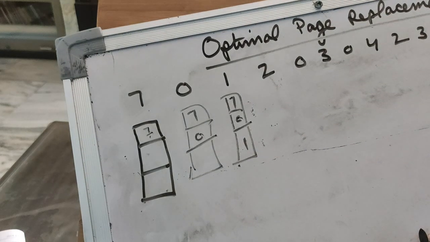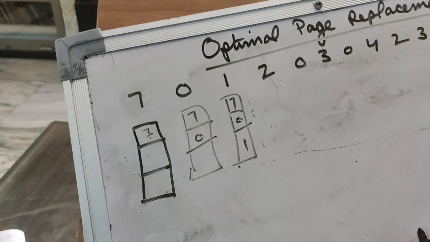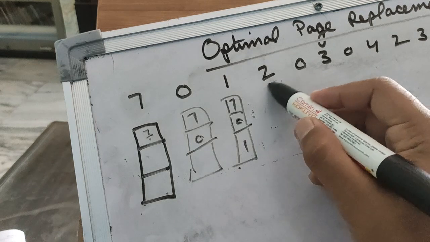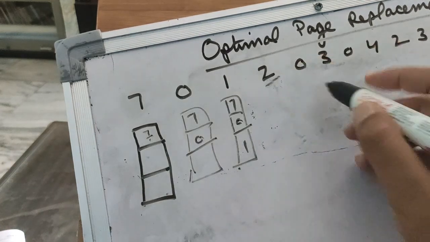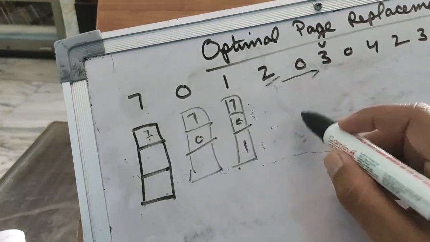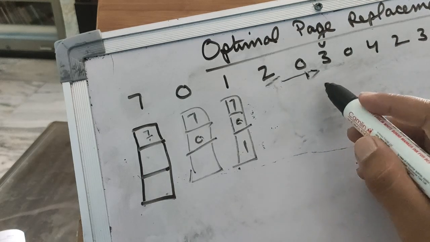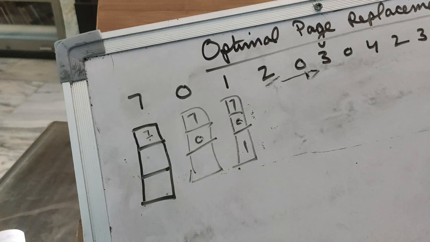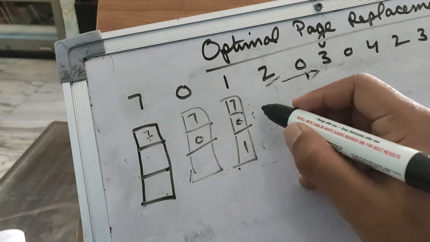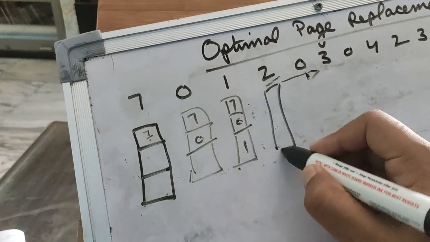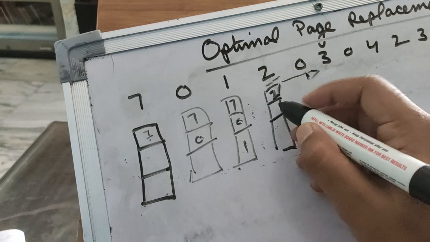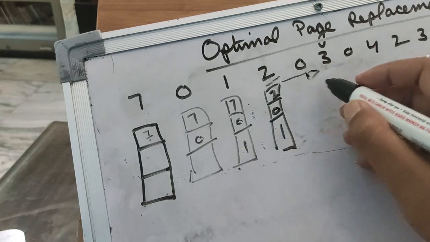Then we're supposed to look for 2. Now here 2 is over there. We'll be looking at the front. 0 is used over here. Then you'll be using 1 over here, and 7 is the last one. So what I will be doing, we'll be replacing 7 with 2. This becomes 2 0 1. Then 0 is over here.